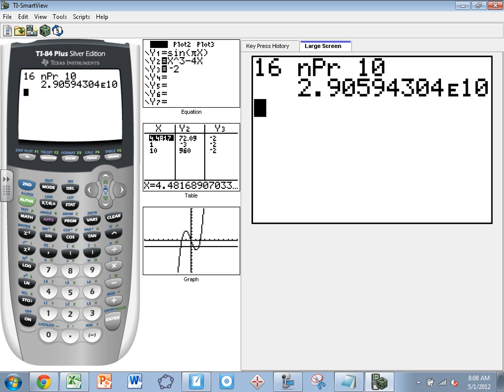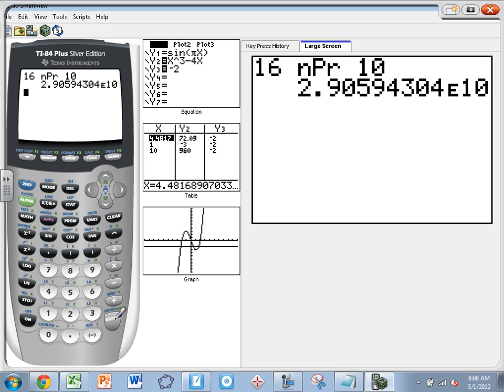Now I did this problem on purpose because a lot of these examples with combinations and permutations give scientific notation answers because they're such large numbers. What does this E to the 10 mean at the end? Awesome work. Well done, sir. This is scientific notation, which you call exponential. Same thing. It really means 2.90594304 times 10 to the 10. That's what E to the 10 means here.